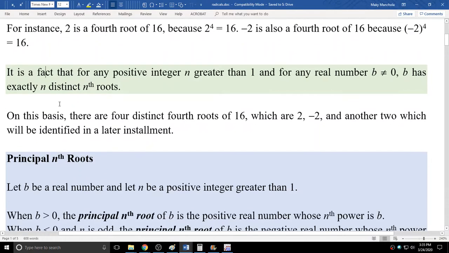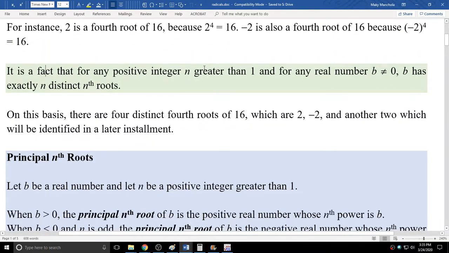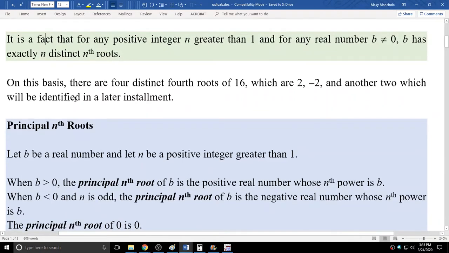It is a fact that for any positive integer n greater than 1 and any real number b different than 0, b has exactly n distinct nth roots. On this basis, there will be 4 distinct fourth roots of 16, which are 2, negative 2, and another 2 which will be identified later.